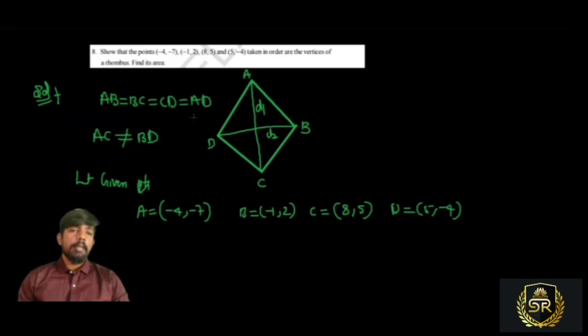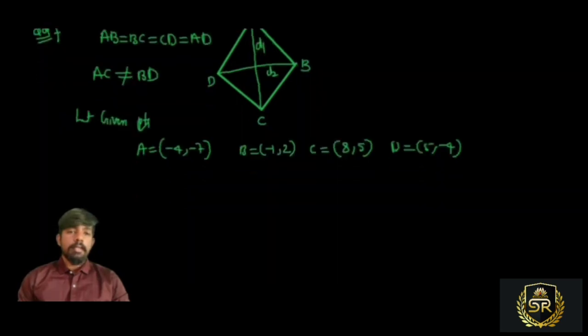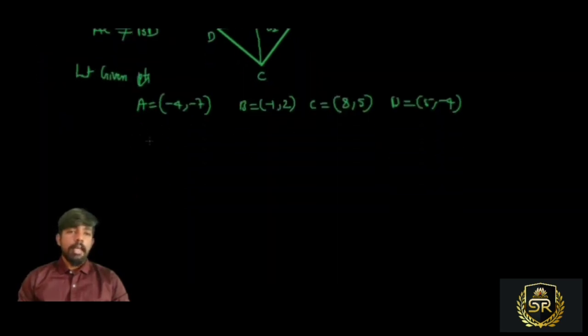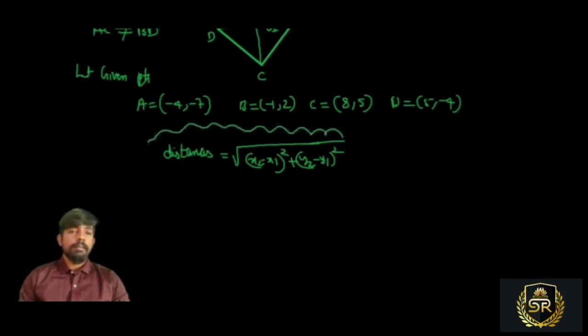Now we will prove one by one. AB equals BC equals CD equals AD. Then find the diagonals, using distance. So first find the AB distance. Before finding it, mention the distance formula. The distance formula is root over x2 minus x1 whole square plus y2 minus y1 whole square.